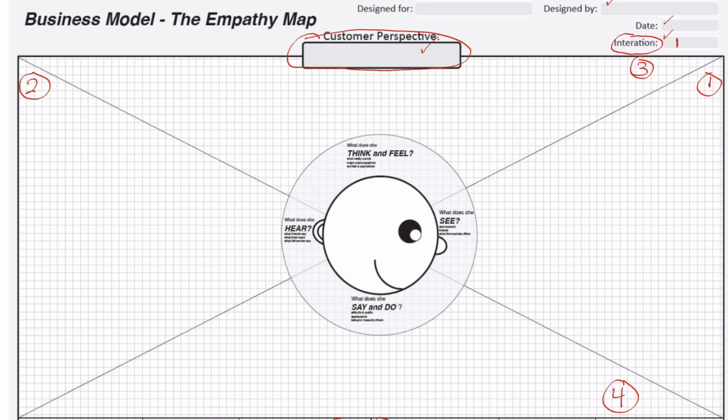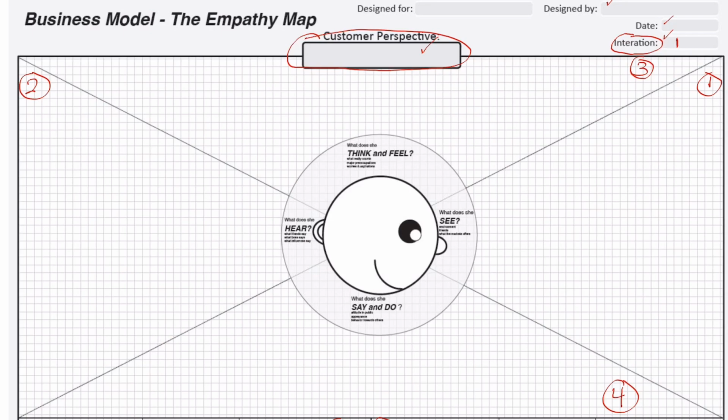So now that we know the order that we fill this out, and it'll make sense as we go through it, let's talk about the individual quadrants. The first section is, what does she see? Now, "she" is just a female pronoun, so you can insert anybody into that. If your particular customer is male, then that will apply, so don't let that throw you off.